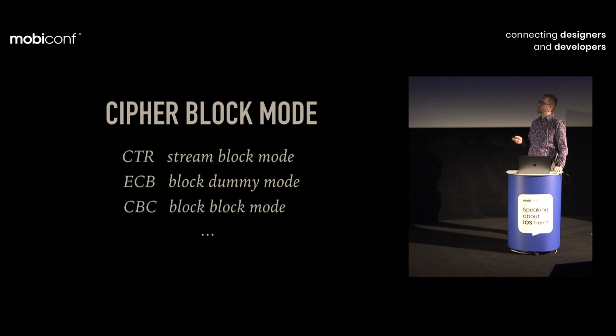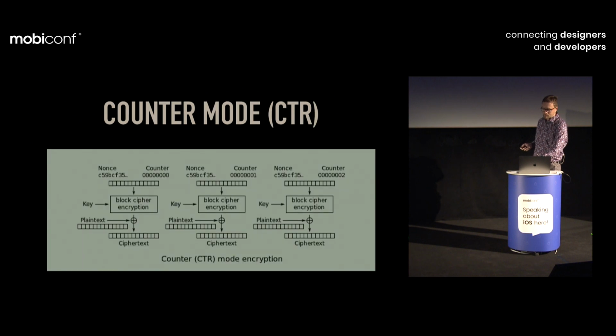One is counter mode, CTR, and the other one is CBC. It's cipher block chaining mode. The CBC is important because that is most likely the default you will get when you use a library. So let's see how they look. CTR, the first one, counter mode.